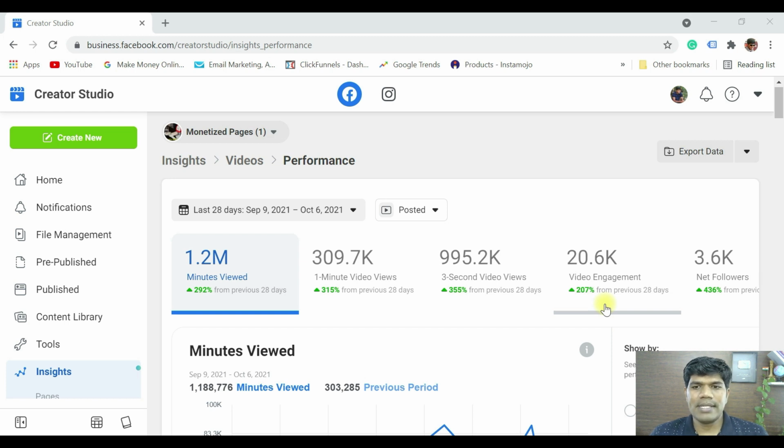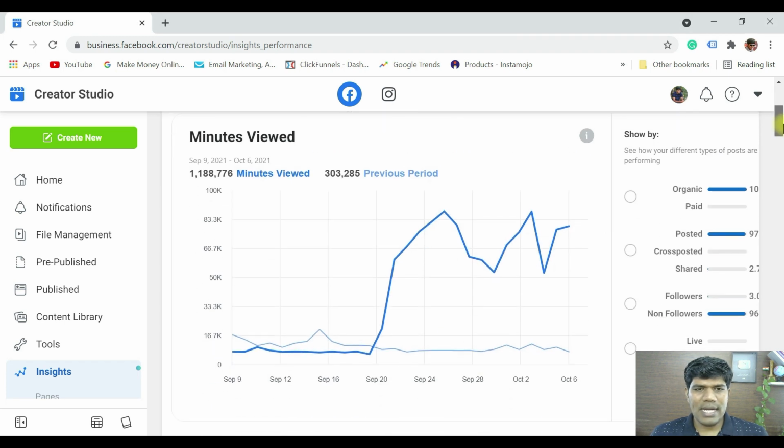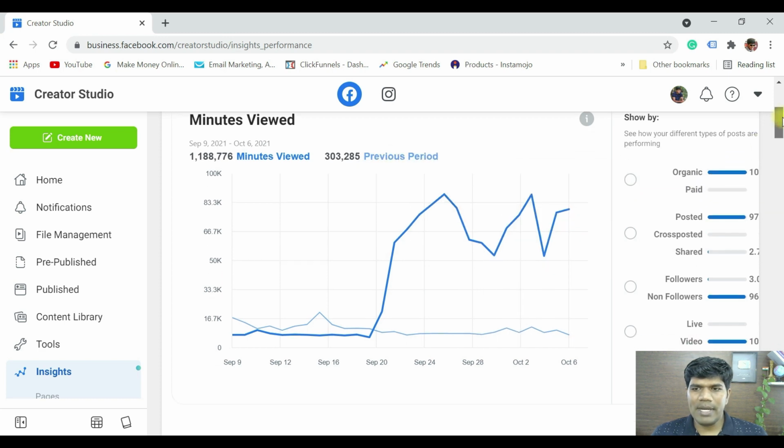Those kinds of things are considered video engagement, and that's around 20,000, right? And the net followers gain is around 3.6 thousand. Okay, so that's the stats it is indicating. You can also see how the page has been performing compared to the previous period. If you see compared to the previous period, there has been good growth, probably towards the middle of September, where the page has been scaling up really well, right? And it's completely organic.